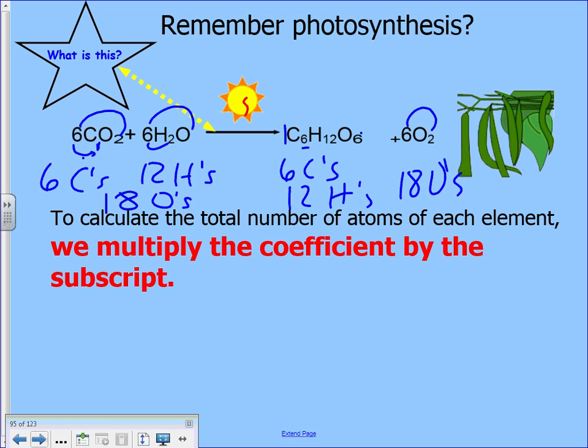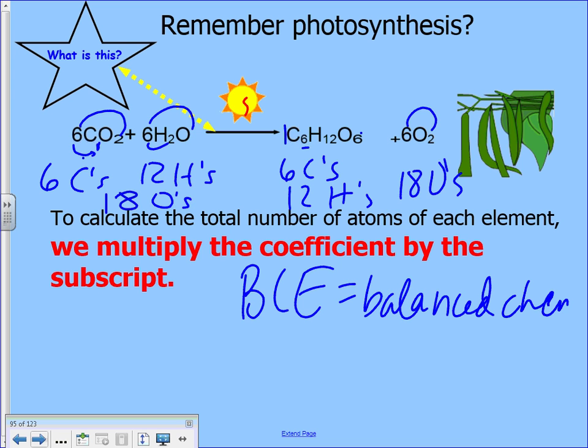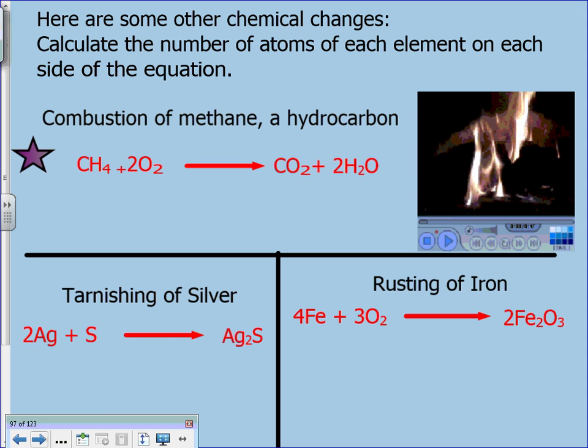So the law of conservation of matter is represented by making a balanced chemical equation. So BCE is what we call that, a balanced chemical equation. And that's just how scientists depict that the law of conservation of matter or mass is being exhibited in that reaction. Most of us are familiar with that though. So BCE is balanced chemical equation. And then we just did that.